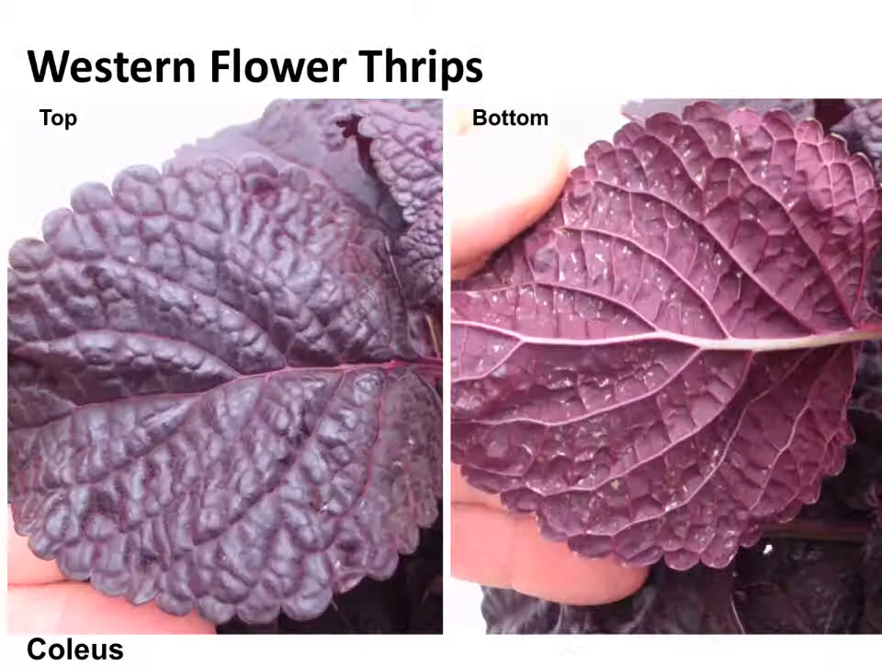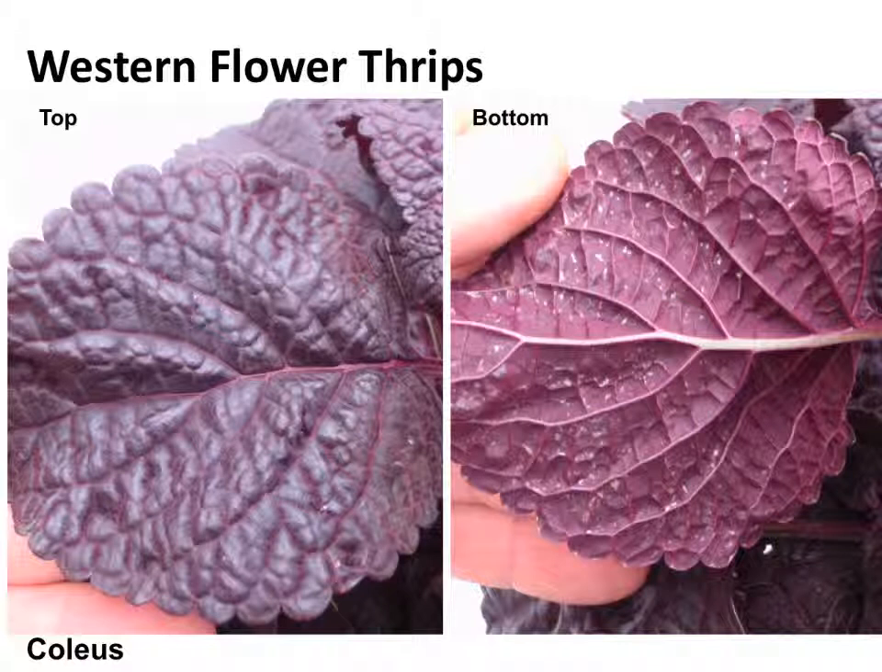The other situation here is western flower thrips. These are actually plants from our greenhouse that we were growing in an experiment. You look at the plant in the photo on the left, and you see that there's not really much damage whatsoever, no streaking, nothing really going on. So you kind of have a feeling that that plant's doing pretty well. That same leaf turned over, you can see this white scarring on the bottom side. This is the result of western flower thrips feeding.